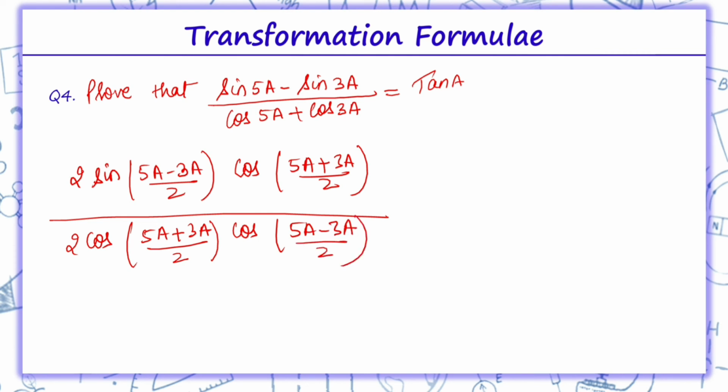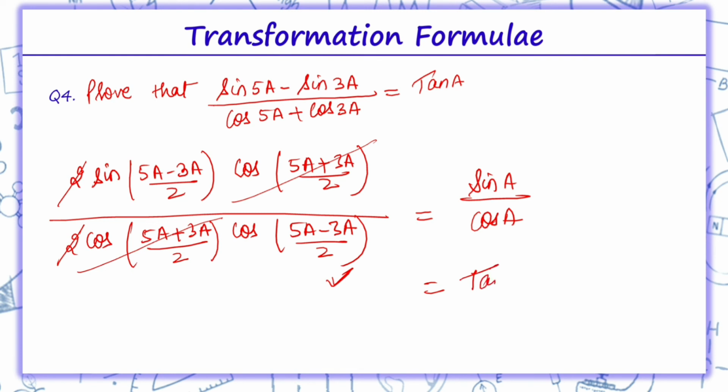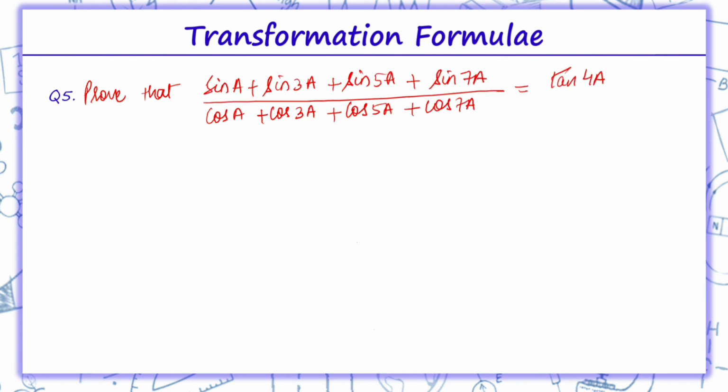So as we can see over here, this term and this term will be cancelled out, 2 and 2 will be cancelled out. So 5a minus 3a will get 2a, 2a by 2 will get sine a, upon over here will get cos a, thus sine a by cos a will become tan a. So this is how we have to apply these formulas to solve our questions.